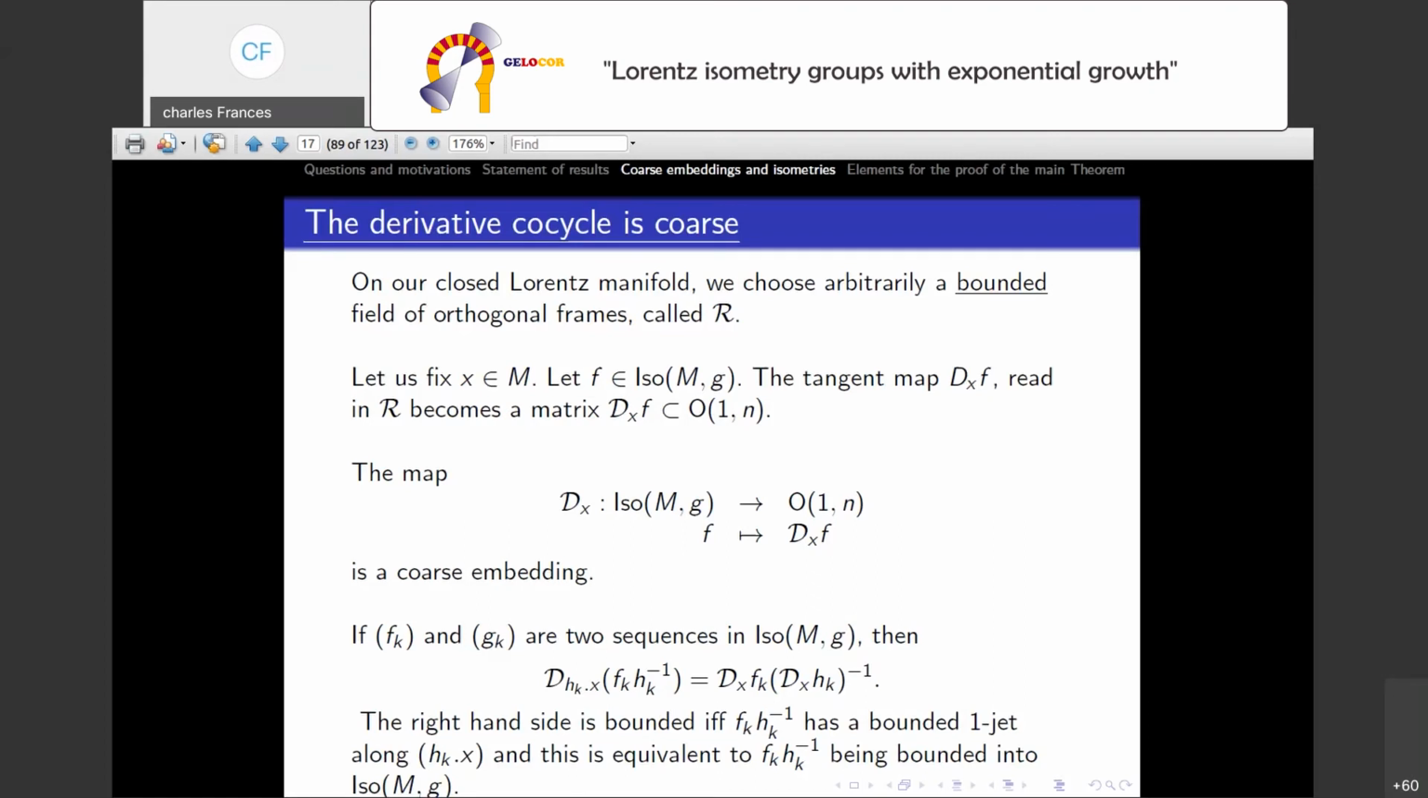And it's very classical in pseudo-Riemannian geometry that a sequence of isometries with a bounded one jet along a converging sequence must be bounded in the isometry group. Okay, so thanks to the characterization of coarse embeddings for groups I mentioned before, we get that this derivative cocycle from Iso M g to O(1,n) is a coarse embedding. And then we can basically project to a hyperbolic space, and we also get a coarse embedding of Iso M g into the real hyperbolic space.